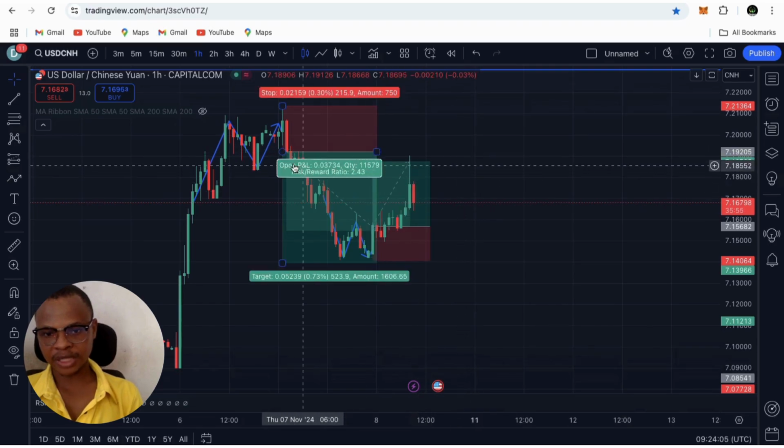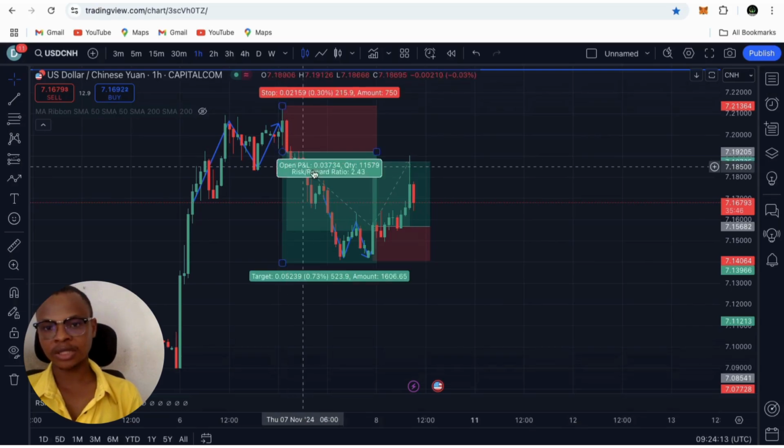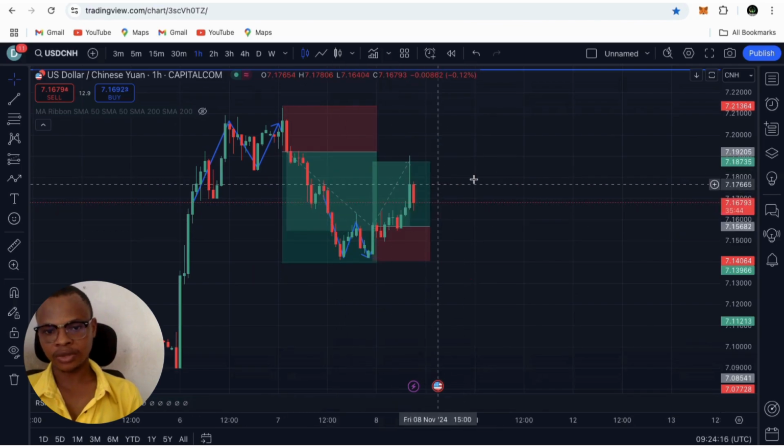And my take profit is at this candlestick. This candlestick right here is where I placed my take profit. And you can see it has smashed successfully. So both yesterday's and today's have successfully smashed completely on USD JPY.